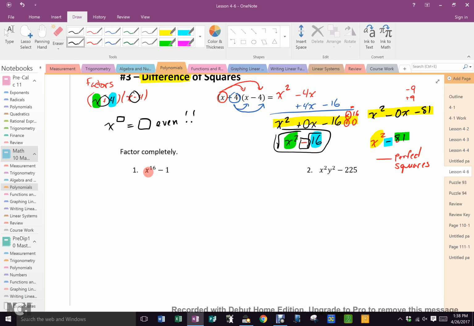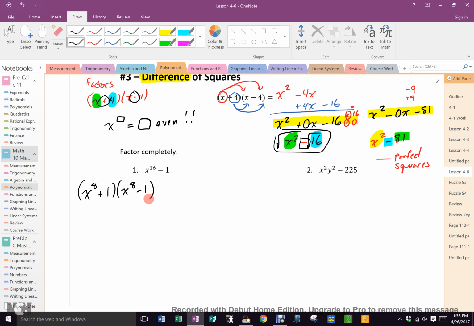X to the 8th. Because x to the 8 and x to the 8, 8 and 8 would make 16, right? So I have x to the 8 plus the square root of the second one. What is it? 1. And then I just have the same thing with a minus. Is everybody okay with that? Everybody's good? Okay. Now look closely at that. What do you see?